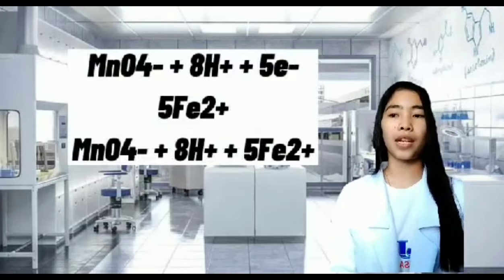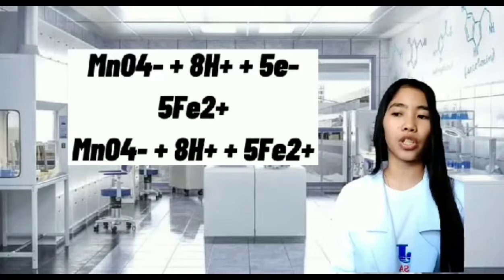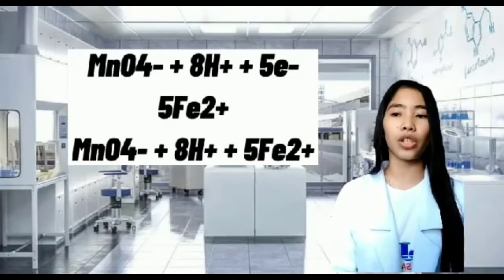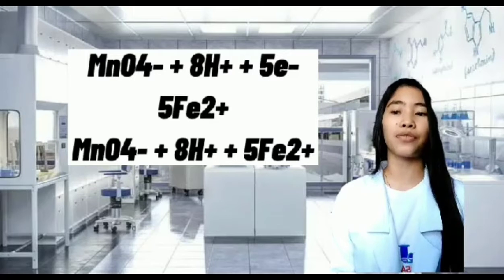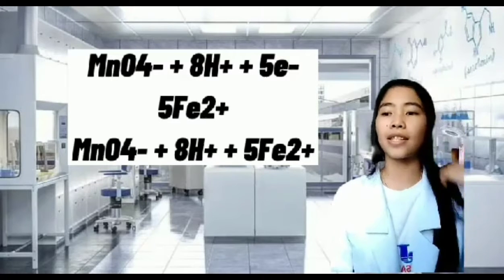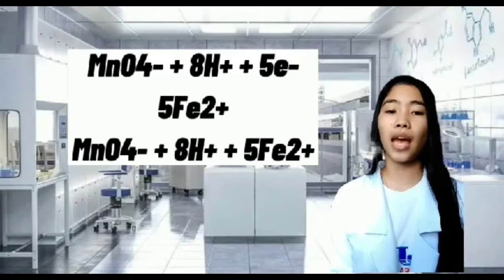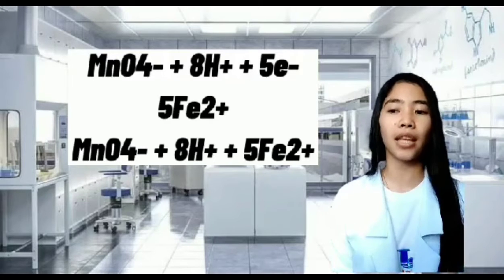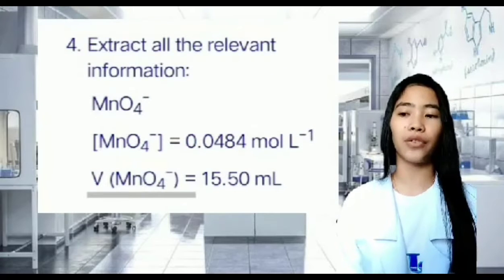Step 3 is we have to write the balanced redox equation. So our reduction equation is MnO4⁻ + 8H⁺ + 5e⁻, which is cancelled. And our oxidation equation is we have 5Fe²⁺, and the redox equation is MnO4⁻ + 8H⁺ + 5Fe²⁺. The fourth step is we need to extract all the relevant information.